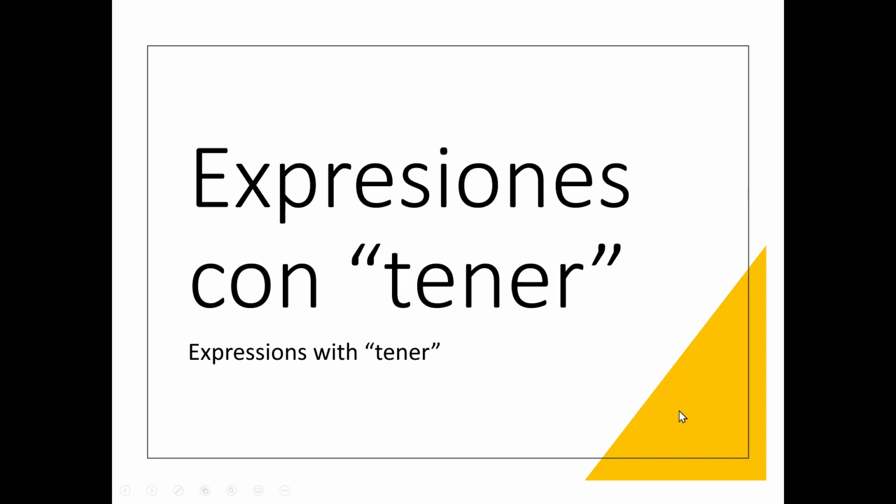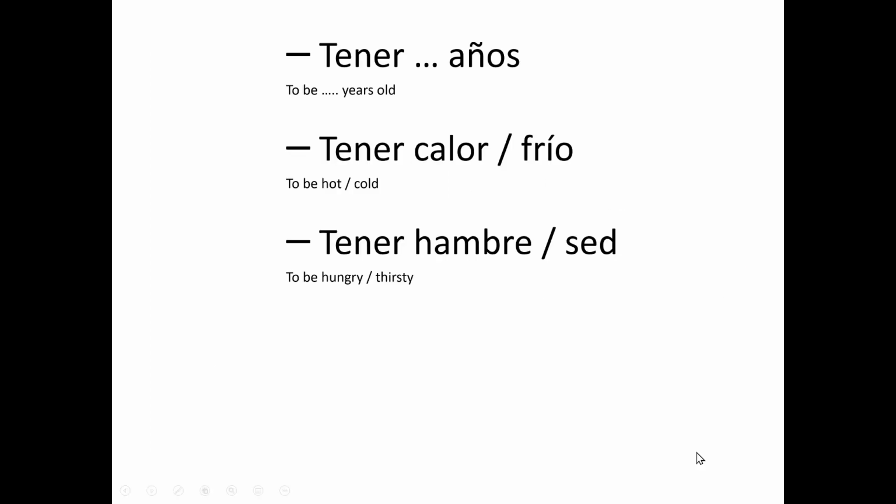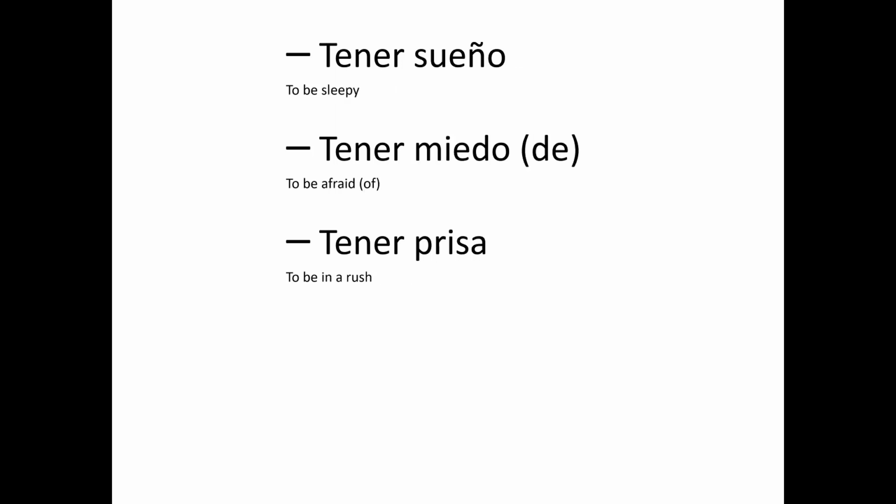También vamos a aprender expresiones con tener. We're going to use some expressions using tener. We have several expressions in English where we use the verb to be. For example, to be 20 years old, or to be hot or cold, to be hungry or thirsty. Whereas in Spanish, when we want to express those things, we would use tener. Por ejemplo, mi prima tiene 20 años. O tengo calor, tengo frío, ella tiene hambre, él tiene sed, el bebé tiene sueño.